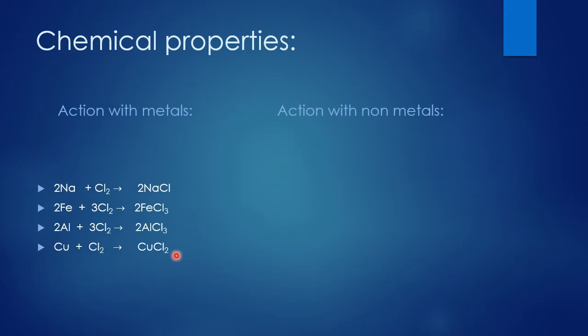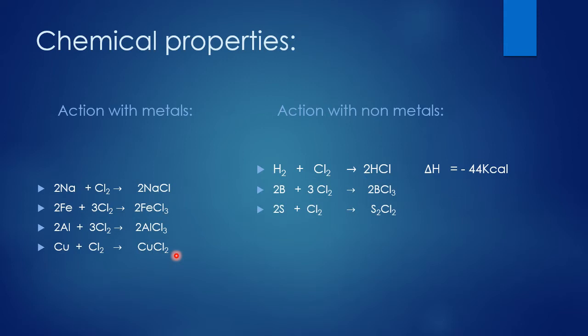Next, about the action with non-metals. What are the non-metals it reacts with? Let's see that. With hydrogen it reacts to give you hydrogen chloride, where the enthalpy change, the heat released, is -44 kilocalories, that is minus, so it is an exothermic reaction. Then with boron you are getting boron trichloride, and then with sulfur you are getting the product called sulfur dichloride or disulfur dichloride. The name is disulfur dichloride.